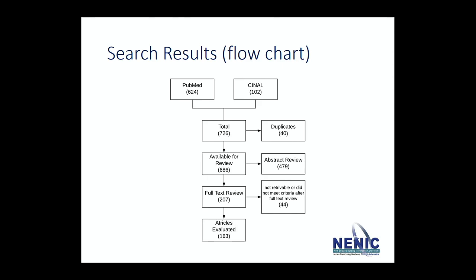And the key number here is 726, right? I had to look at 726 articles. So since March 1st. So just keep that in mind as you look at that. Fortunately, 40 were duplicates, so I only had 686 after that. I only had to read the abstracts first. I got rid of 479 from reading the abstracts.